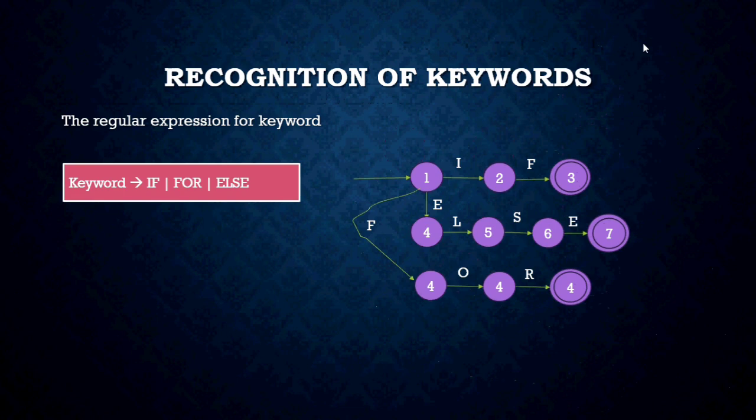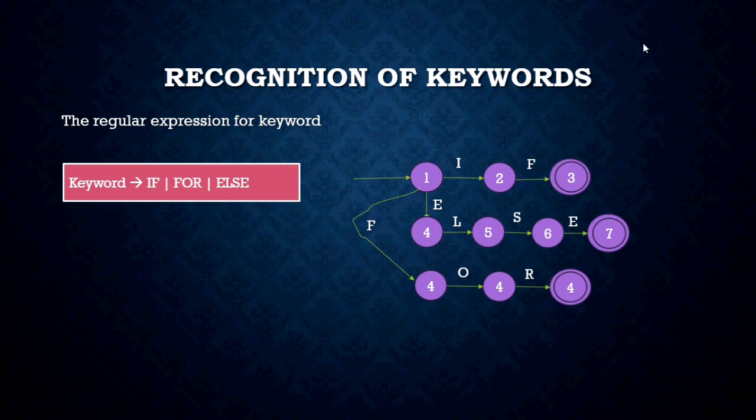Now we will go to recognition of keywords. Keywords are called reserved words, which give a specific meaning to the respective language. For instance, if is a condition statement, which is used to check conditions. Else is an alternative form of condition. If the first condition is not true, then it goes for the second condition. For that we have else here. And for is a specific keyword which is used for iterative computations. So we have written a rule for recognizing 3 different keywords: if, for, and else.